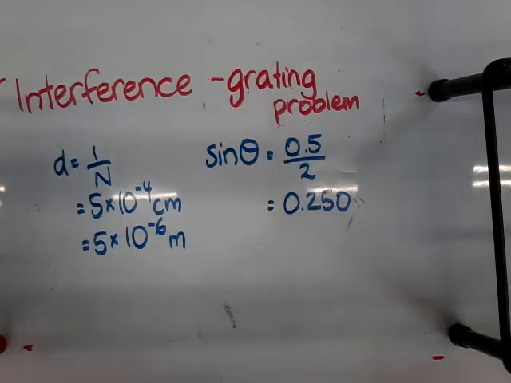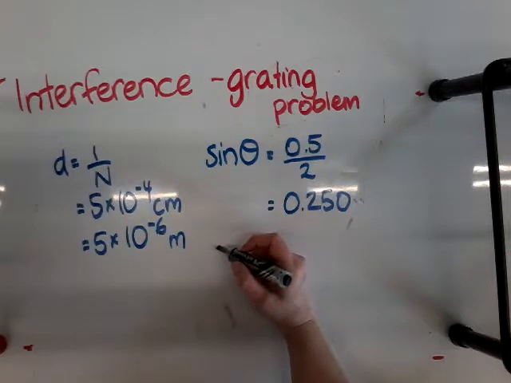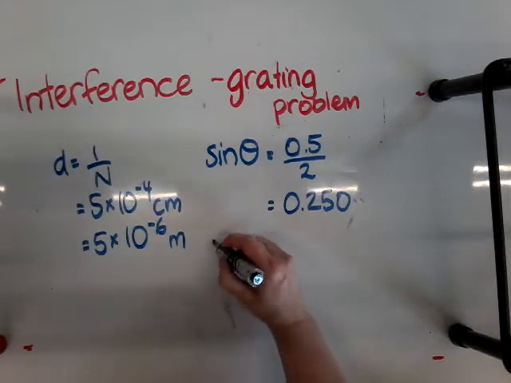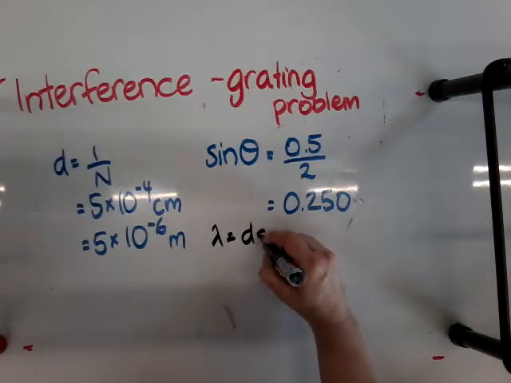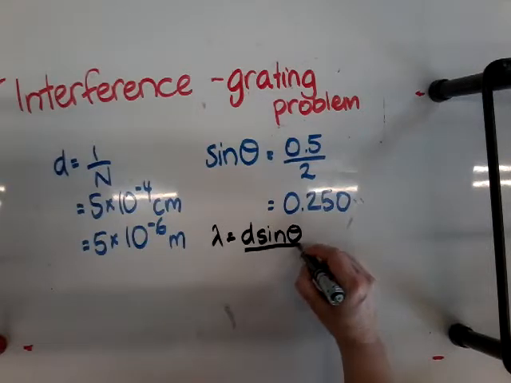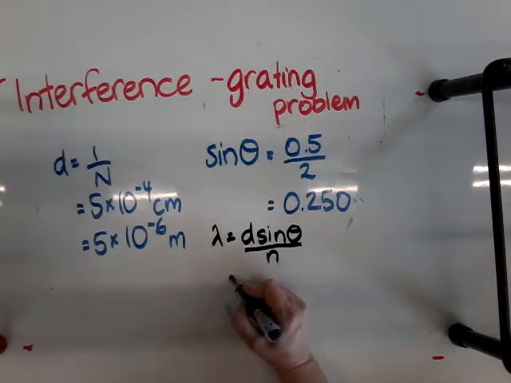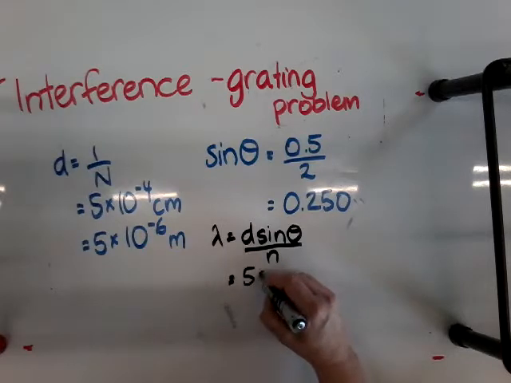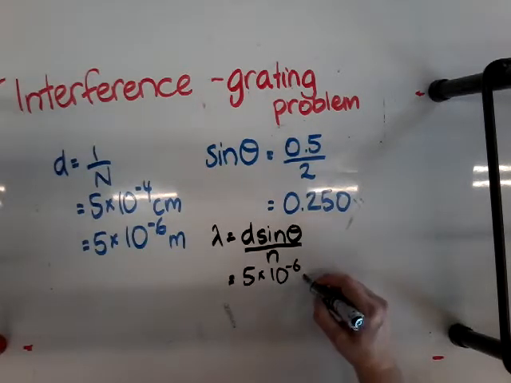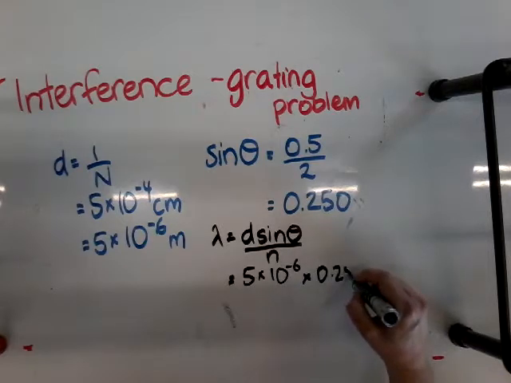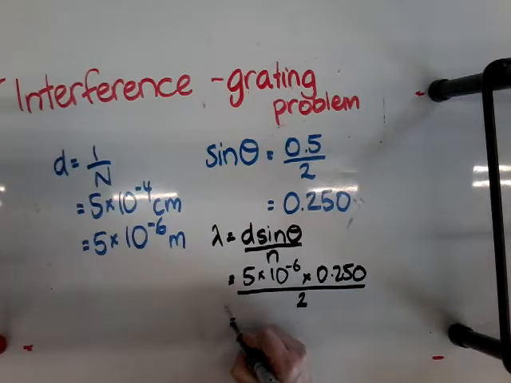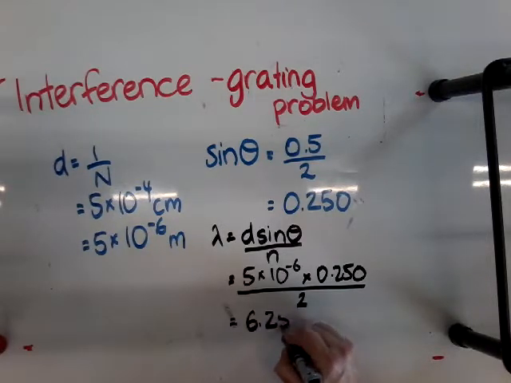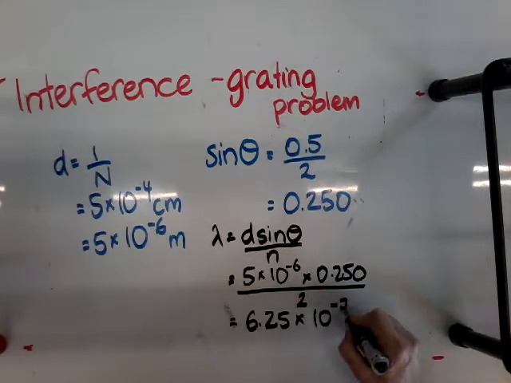Now we can actually use our nice formula. We know that n lambda equals d sine theta, so I'm going to rearrange it first: lambda equals d sine theta over n. We know d, we know sine theta, and this is why we left it in the sine theta form. And we know that it's the second bright fringe, and it works out that lambda is 6.25 times 10 to the negative 7 metres.